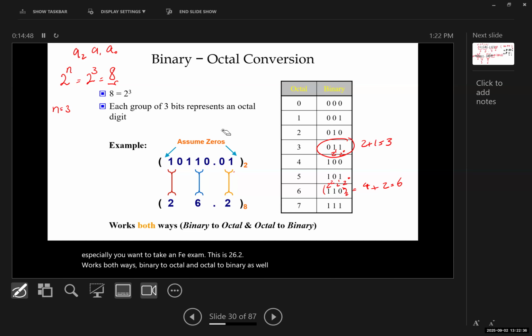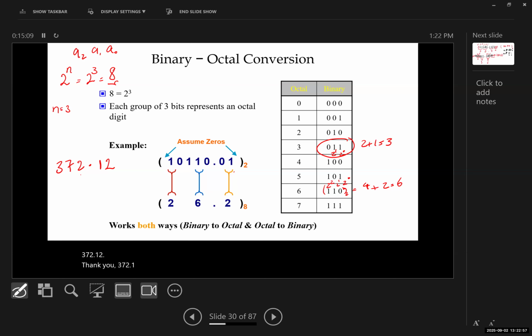Now, let's have an example. If we have an octal number, how can we convert it to a binary number? Can you give me an octal number? Anyone give me an octal number with fractions? 372.12. Thank you.